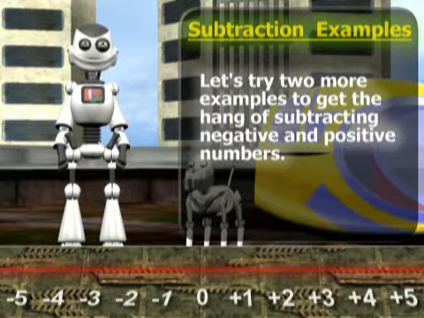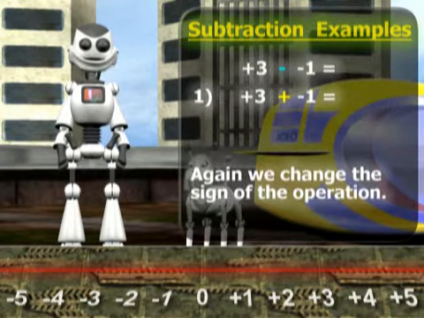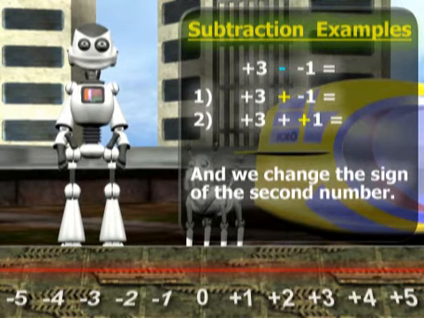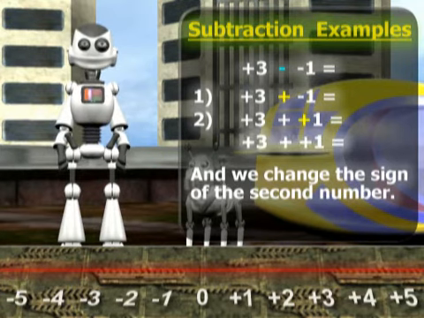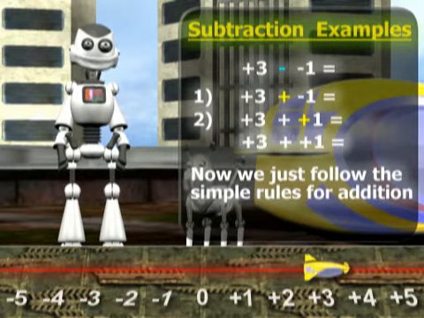Let's try 2 more examples to get the hang of subtracting negative and positive numbers. Again, we change the sign of the operation. This time from subtraction to addition. And we change the sign of the second number from negative to positive. We now have +3 plus +1. Now we just follow the simple rules for addition. 3 plus 1 is 4.